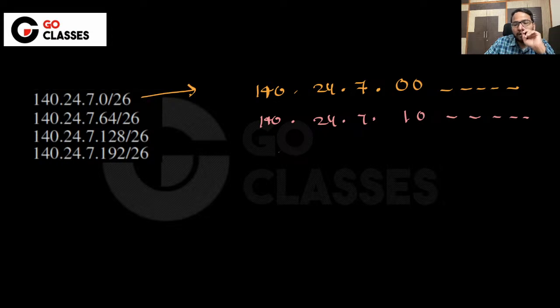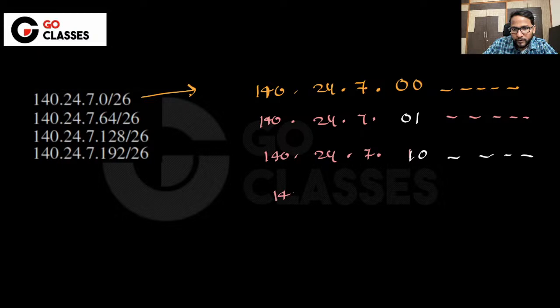I'm just writing whatever is fixed. I'm not writing whatever can be changed. Okay, 140.24.7. This is 26, which means I just need 2 bits from here. 64 means 01, and this is 01. This is 10. This can be changed. And then the last address is basically this one, which is 140.24.7.64. 192 means 1 1, right? 128 plus 64, 1 1 1.